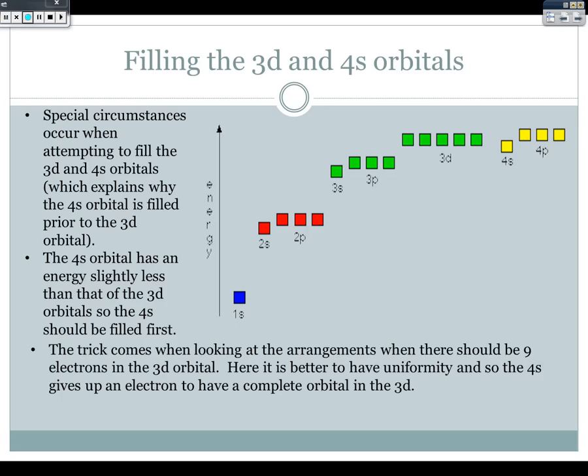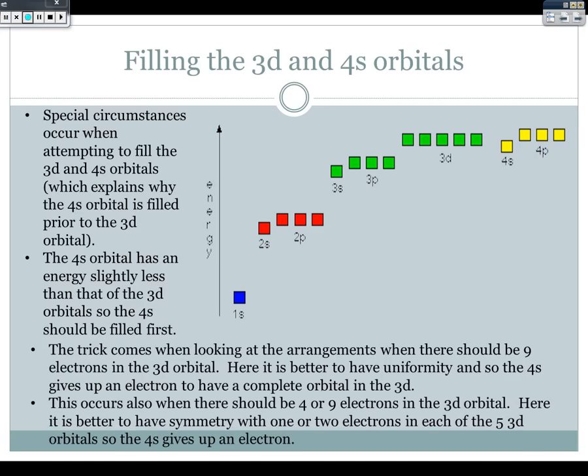The trick comes when looking at the arrangements, and there should be 9 electrons in the 3d orbital. There's a better way to have uniformity, and so the 4s gives up an electron to have a completed orbital in the 3d. This also occurs when there should be 4 electrons in the 3d orbital. There's a better way to have symmetry with 1 or 2 electrons in each of the 5 3d orbitals, so that the 4s gives up an electron.